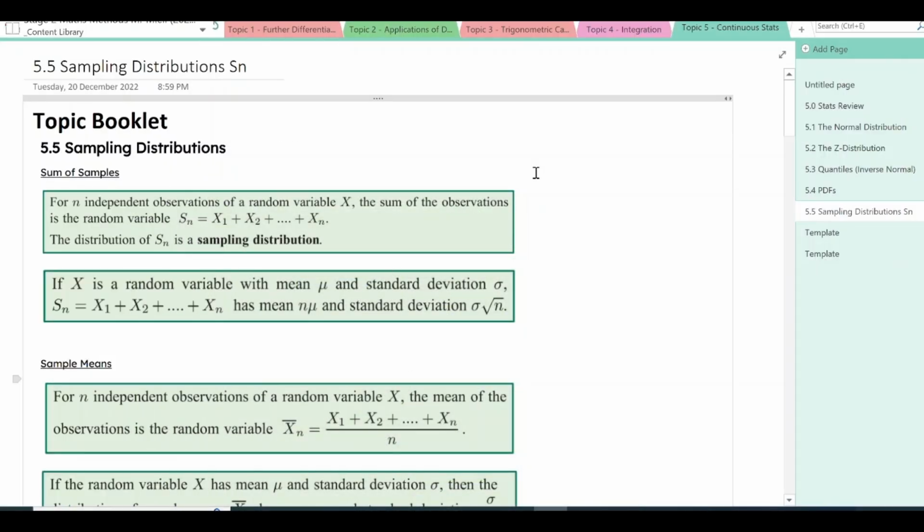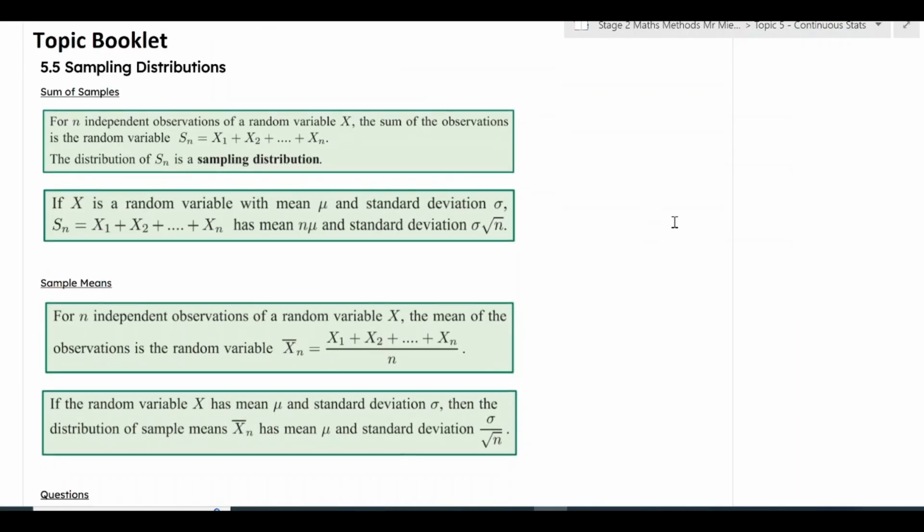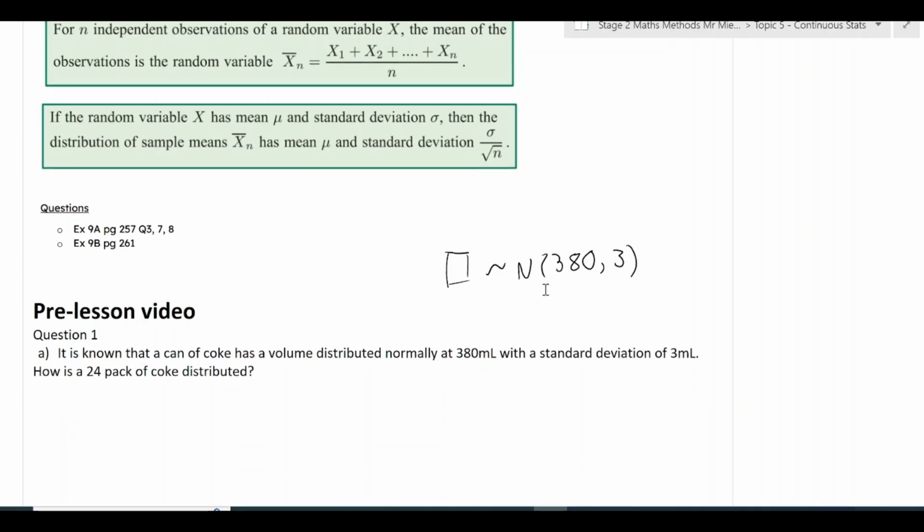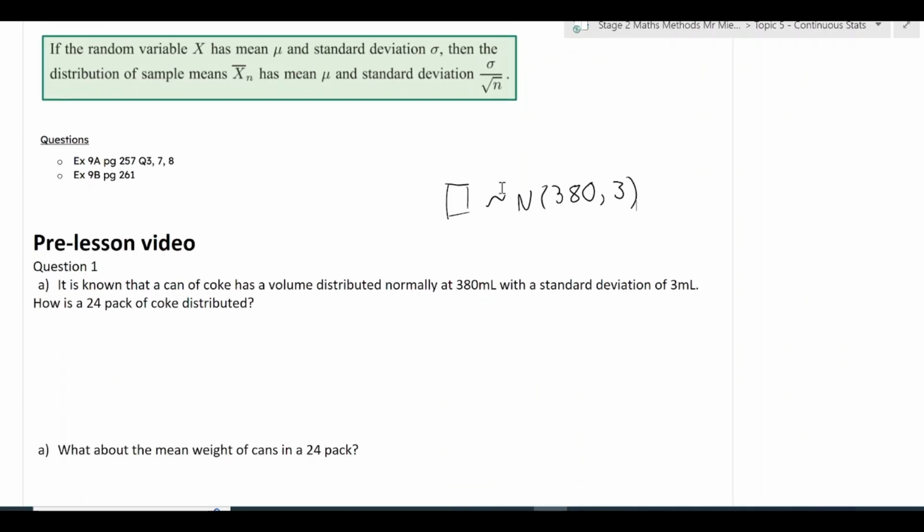Alrighty, in this video we're talking about sampling distributions. Now this stuff is pretty weird, but it's one of the most powerful things we can do with statistics. Up until now, we've looked at single things, and in this example we'll be looking at a can of Coke. It's distributed normally, with a mean in this case of 380 mils and a standard deviation of 3 mils. So we're used to doing things that are just like one object.